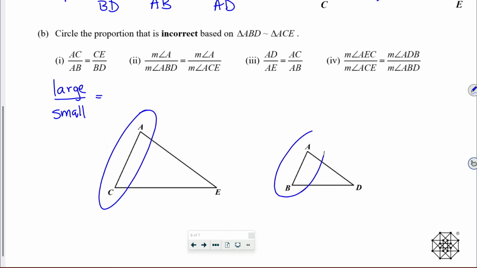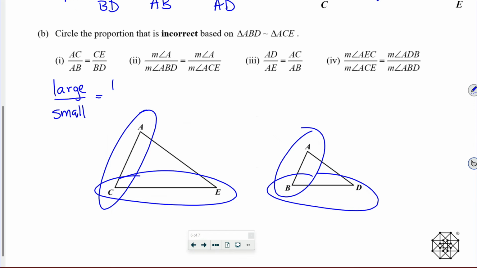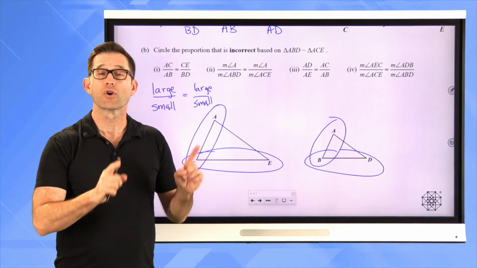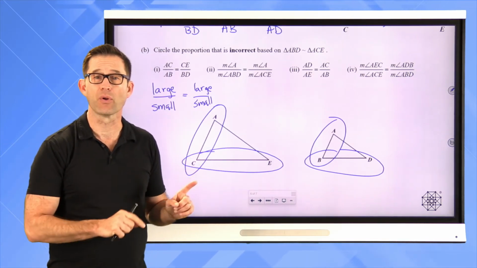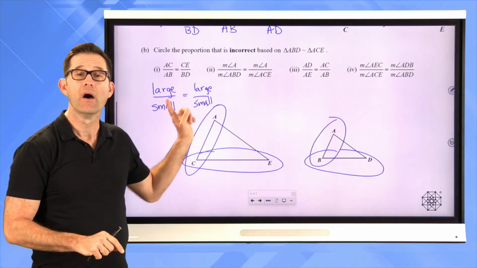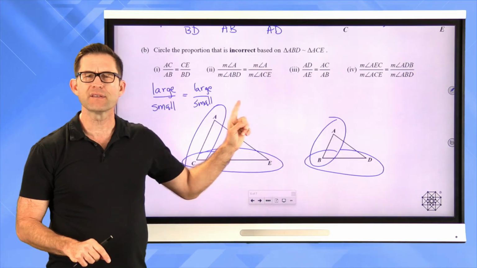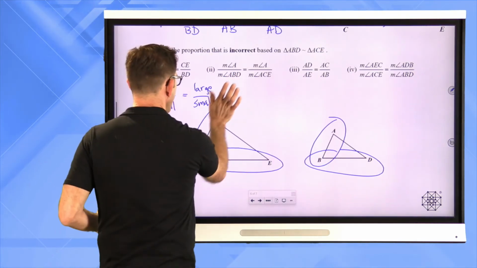AC divided by AB, right, is equal to CE divided by BD. And again, that's large divided by small. Okay, and that's correct. In similar triangles, corresponding sides are proportional, meaning that the ratios of the sides are equal to each other. Now let's take a look at one that has to do with angles.